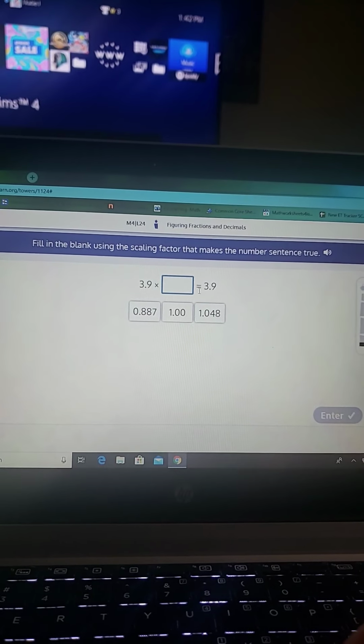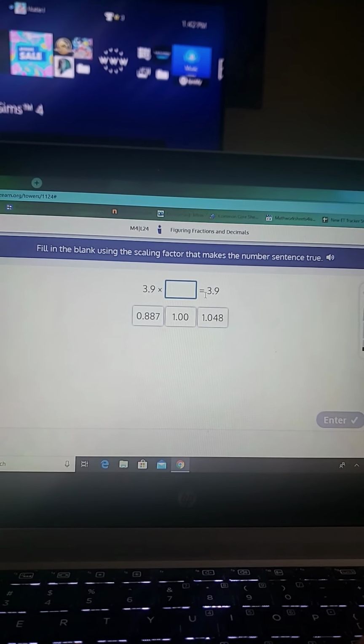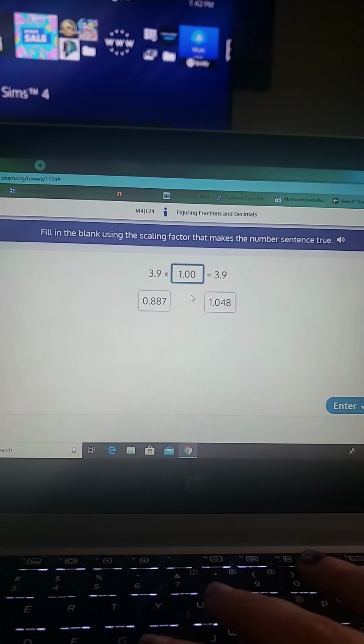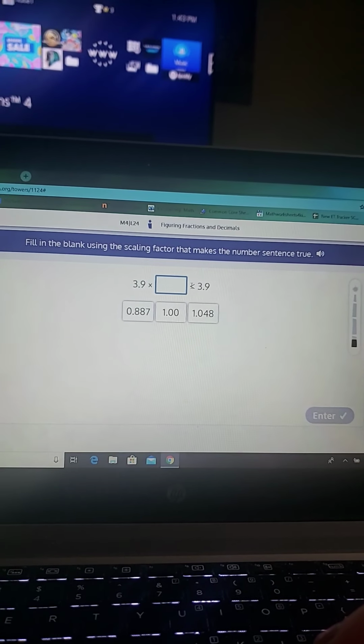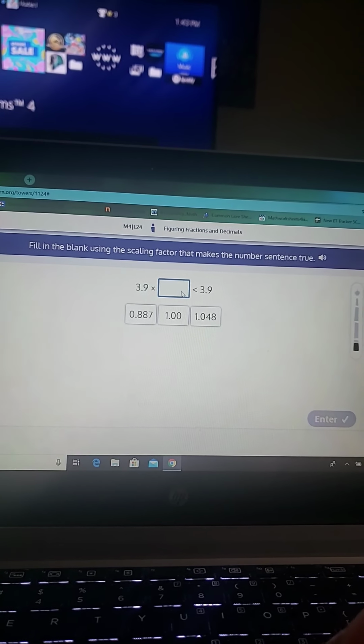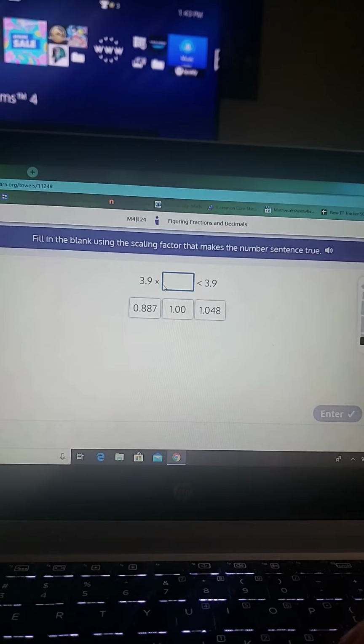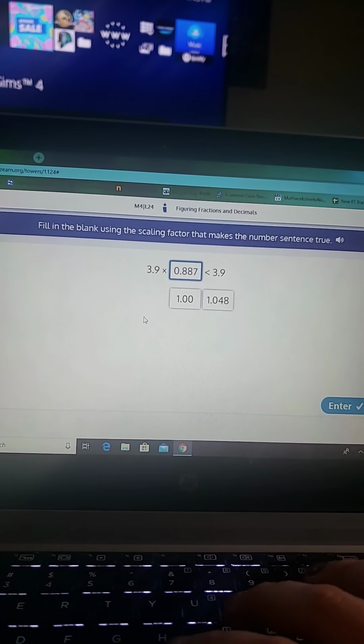Looking at the symbol, I see an equal sign, which means I want it to be equal to 1. So I'm going to choose the 1. And the side it's saying that this side is greater because it's going to be eating this side, which means that this side has to be less than. So choose the less than answer.